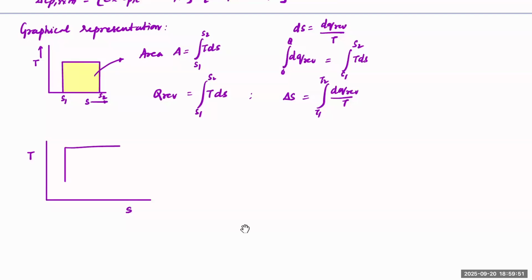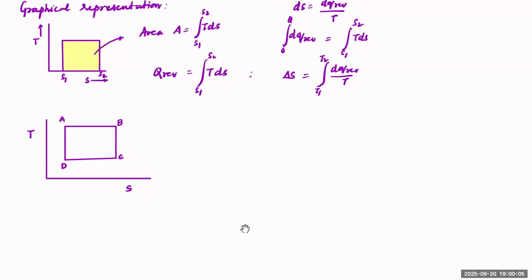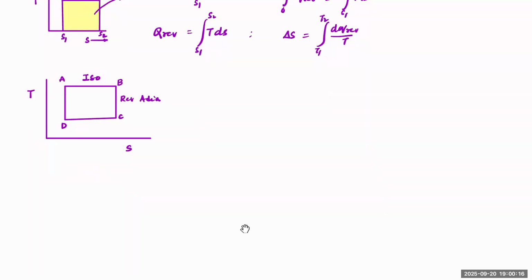Let's say here, if this is how I have written it, clear, these 4 lines, starting from, let's say here, A to B to C to D. This is how I have written it. So what am I exactly getting? A to B is an isothermal process. B to C is a reversible adiabatic process, because in a reversible adiabatic process entropy does not change. And this one is also an isothermal process. This one is also a reversible adiabatic process.